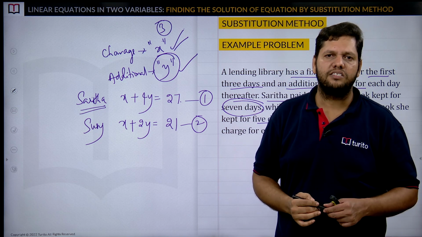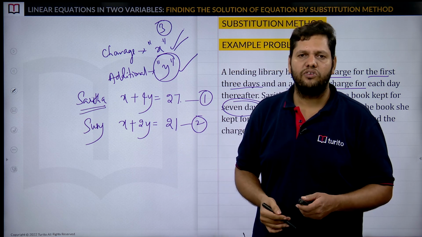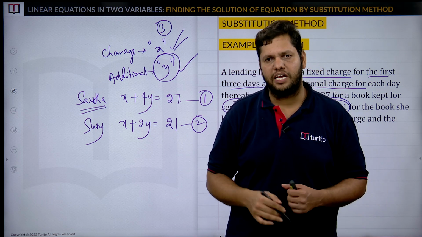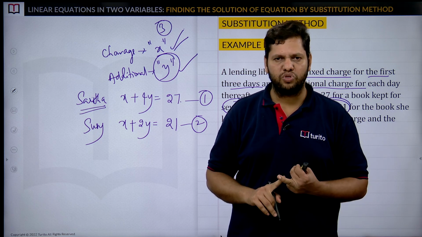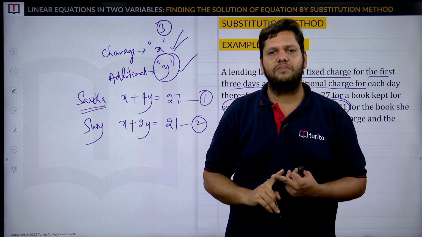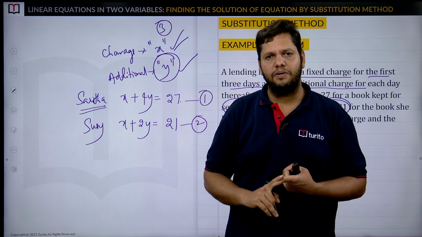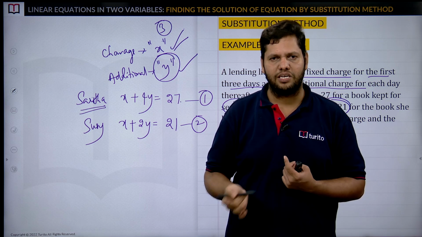Clear, children? Today's class, any doubts? Today, children, we have discussed the algebraic method, finding the solution algebraically. In total we have 3 methods. The first one is the substitution method, which we discussed today. The next method is the elimination method, and the third is the cross multiplication method. The remaining 2 methods we'll discuss next class, children.